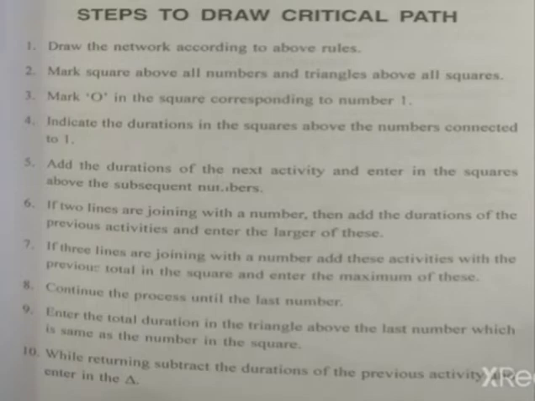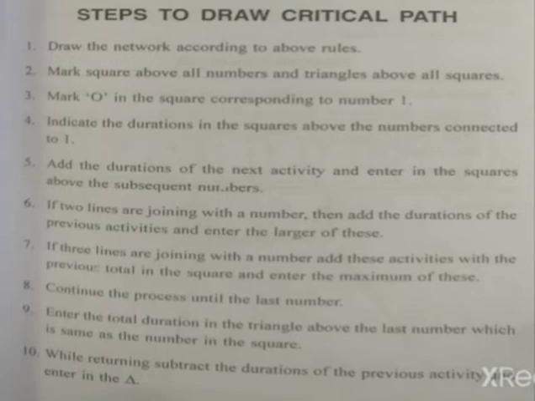The next one is mark squares above all numbers and triangles above all squares. Here, instead of squares and triangles, we are using the E and L notation in the problem, where E is equal to some value and L is equal to some value. So instead of square and triangle we are putting the values of E and L. So don't bother about this. You have to just go through the steps.